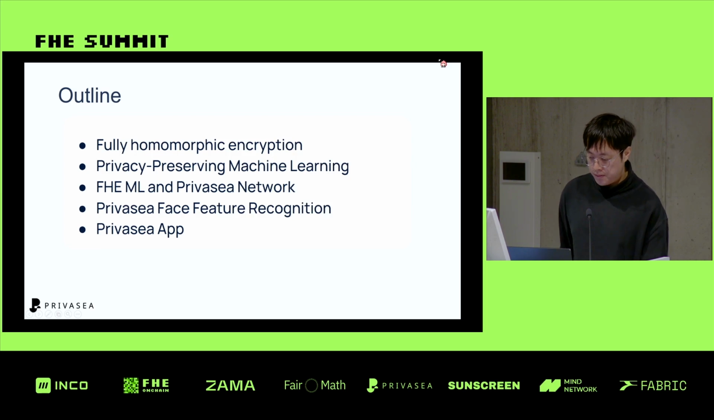To give you a roadmap of our journey today, we will go through the following topics. First, the fundamentals of fully homomorphic encryption and the essence of privacy-preserving machine learning. Then, the innovative fusion of FHE-based machine learning with our Privasea network. There will also be an overview of the Privasea facial recognition application.